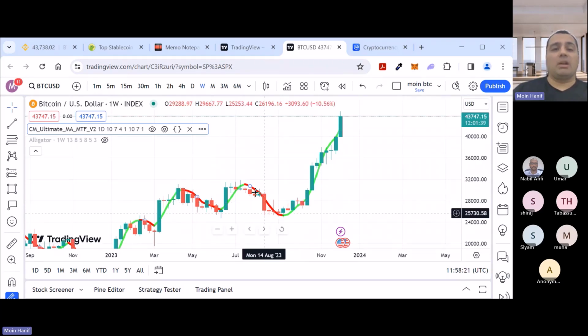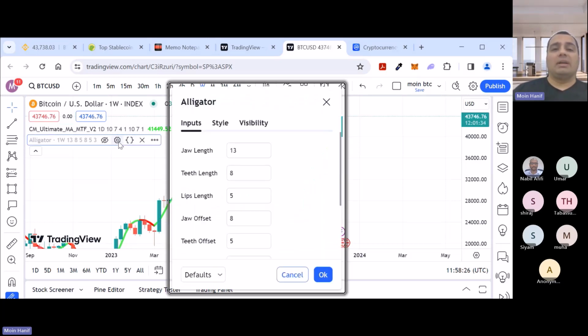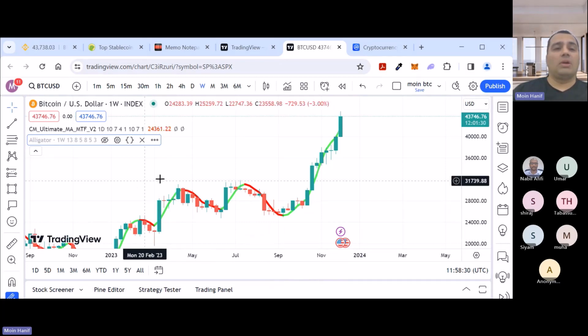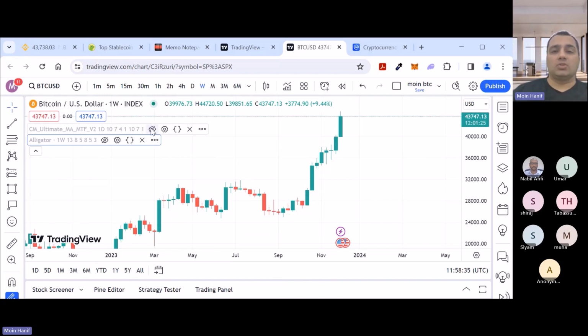Anyways, that is one of the best indicators that I like. And the other one is called the Williams Alligator, right? Williams was one of the top traders many decades ago. He created his own indicator called Williams Alligator. I'll switch this off for the time being.